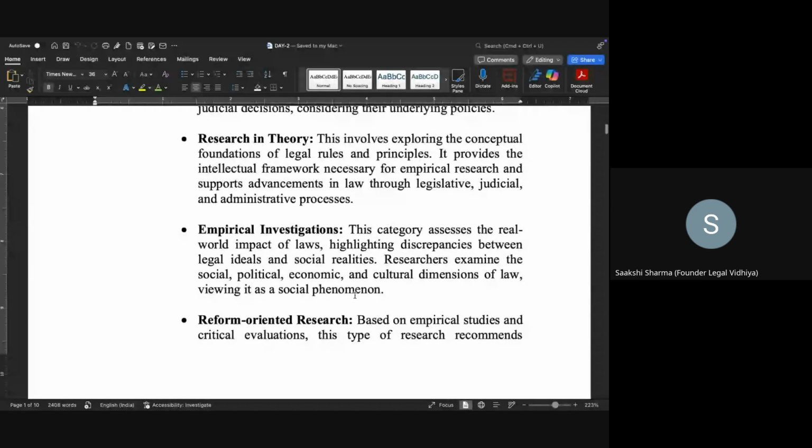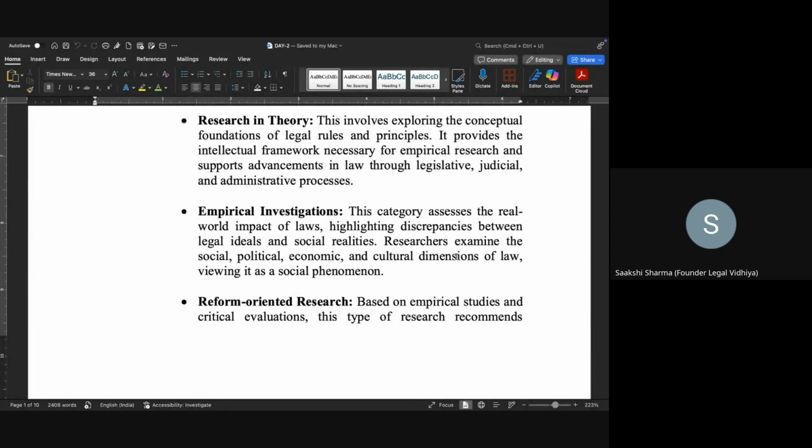Now coming to the second aspect for which we do legal research, that is research in theory. If you read it, research in theory involves exploring the conceptual foundations of legal rules and principles. It provides the intellectual framework necessary for empirical research and supports advancements in law through legislative, judicial, and administrative process. In research in theory, we explore the foundations of legal rules. That is, we dig deeper into understanding the legal rules and principles to build on our empirical investigation.